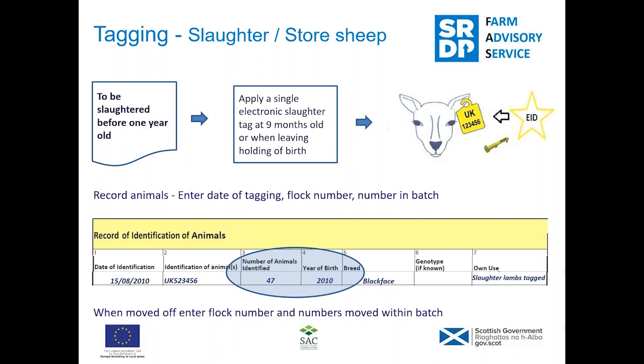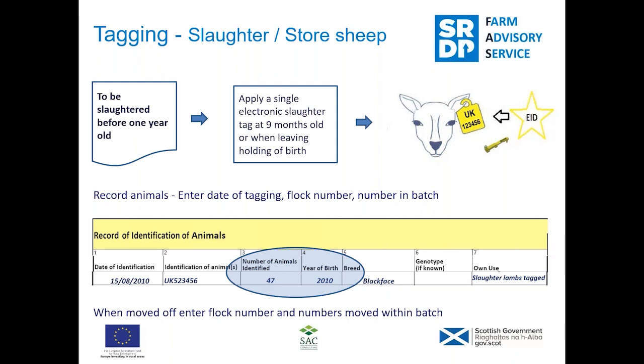Key points to remember are: you must not use half of a double EID tag, because there's a penalty for doing so. Half of a double tag can be used as a management tag only, but you must match this up later. It's better not to do so, because if it's not matched up later or sold on, half of the tag, as in the EID half, then it would be classed as a breach.